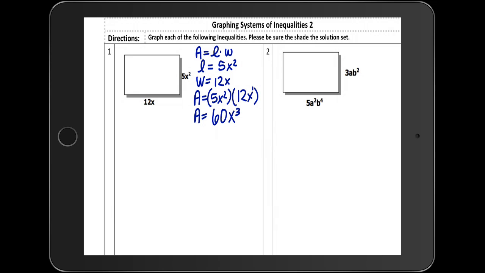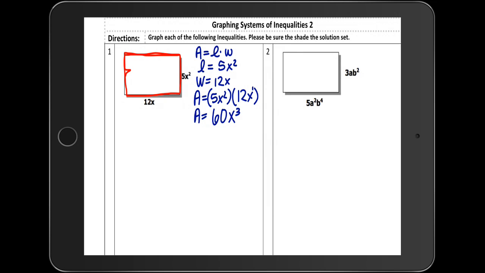So the second part of this problem is I also need to find the perimeter. So I need to remember what the perimeter is. This should take you way back to like 4th grade. Perimeter is the distance around an object. So I'm talking about how long it is around this object.